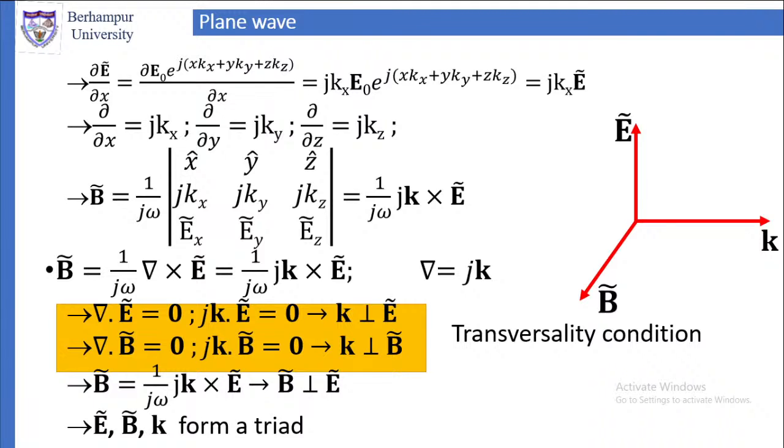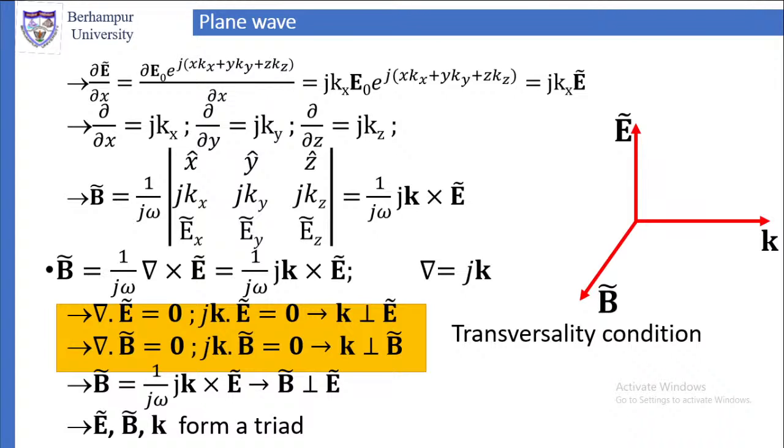Now if you look at both the sides, on the right hand side we have a vector cross product. So it is of the form C is equal to A cross B into some scalar quantity. The scalar quantity here is 1 by omega. j will cancel out, so the scalar quantity will be 1 by omega. So forget the scalar quantity. So B tilde is equal to 1 by omega k cross E tilde. It is of the form C is equal to A cross B.